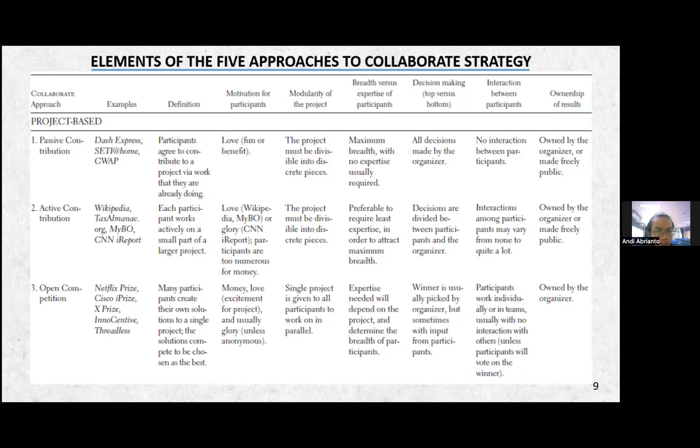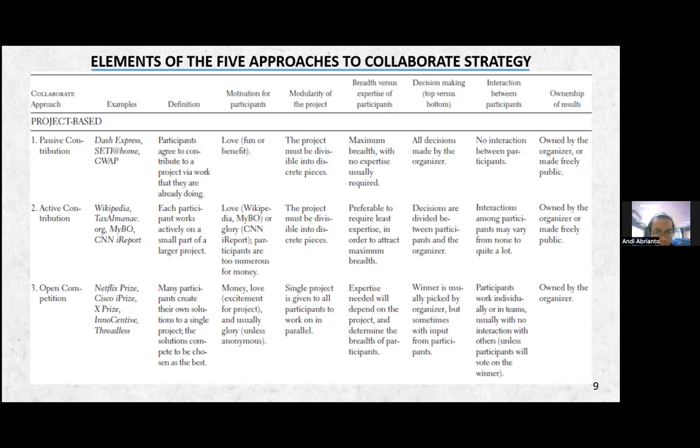And the second is active contribution. In the second approach to network collaboration, participants actively contribute a piece of work to a single large collective project, such as building an encyclopedia, running a presidential campaign, or providing images and reporting breaking news.